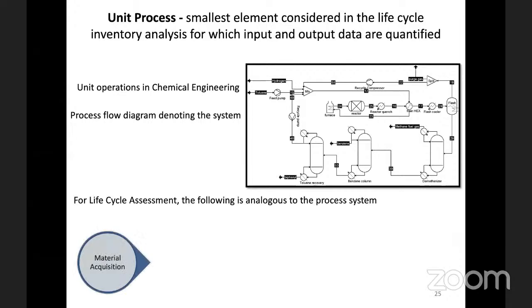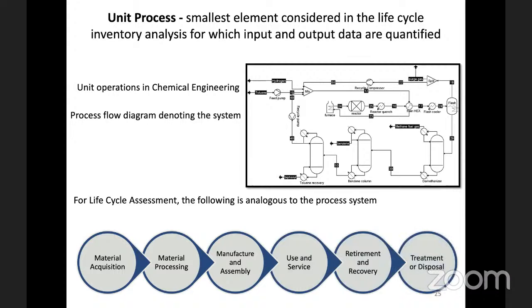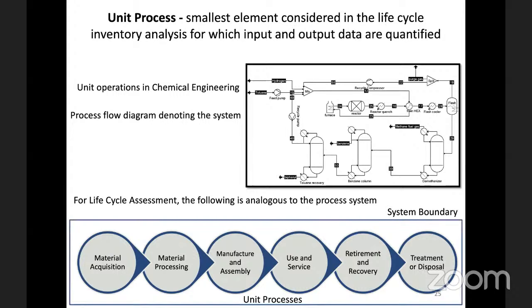For life cycle assessment, the following is analogous to the process system. Material acquisition, everything that goes into material acquisition, is put into one single unit. Materials processing is the second, manufacturing and assembly is the third, use and service is the fourth, retirement and recovery is the fifth, and treatment and disposal is the final unit process. Each one of these is considered a unit process in life cycle assessment, and you have a system boundary within which these unit processes exist.